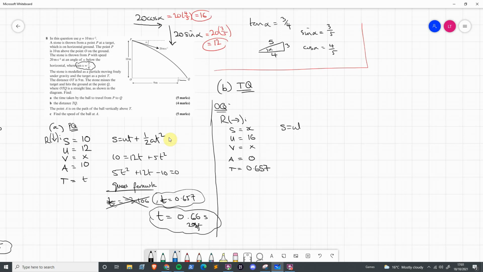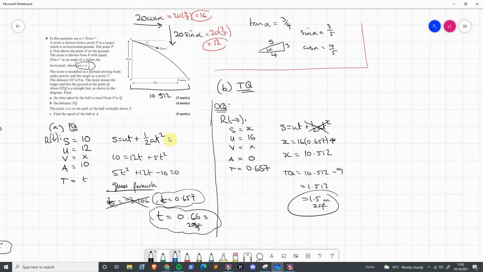So S equals UT plus half AT squared, so X equals 16 times that. Well, that all goes to 0 because A is 0. So not that annoying of a substitution to do. That gets me 10.512, but obviously that is this whole distance. I need to now do for TQ, that is going to be that, take away 9. So 1.512. So let's just call it 1.5 meters to 2 significant figures.